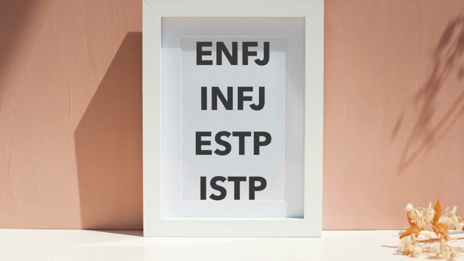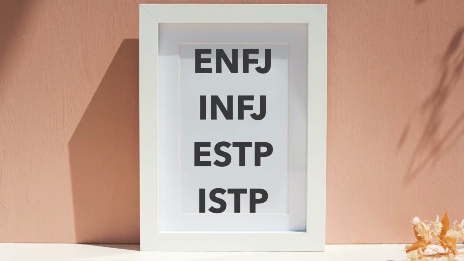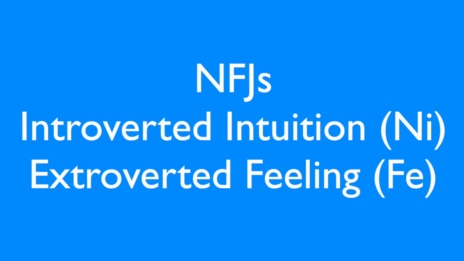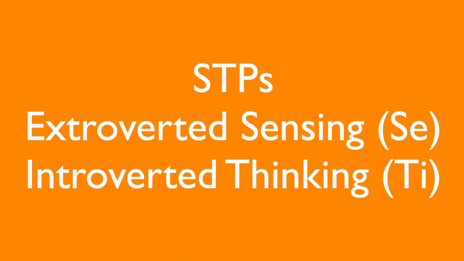The final family in the 16 personalities are the NFJs and the STPs. And this family, this is another crazy family. They're all crazy when you think about it. These are the functions they prefer. I'm not even going to try to narrate it this time.